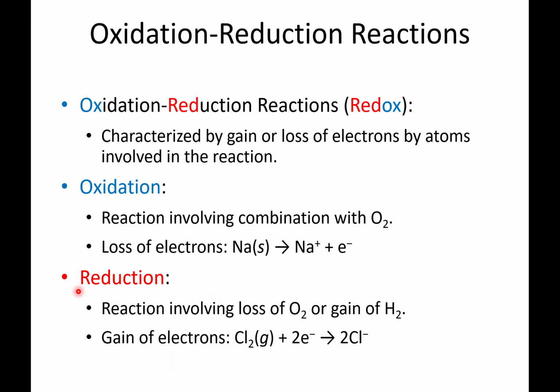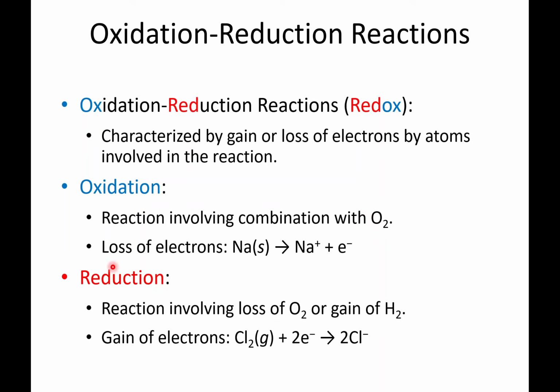Okay. So as I mentioned before, oxidation and reduction reactions, that's where we get this abbreviation redox reactions, are characterized by the gaining or losing of electrons. Okay. And oxidation, again, is the loss of electrons. That's probably the best way to think about it. It also involves combination with oxygen. That's why it's called oxidation. But we'll see when we talk about oxidation numbers why combining with oxygen would cause a loss of electrons.